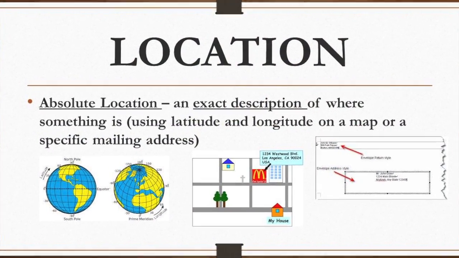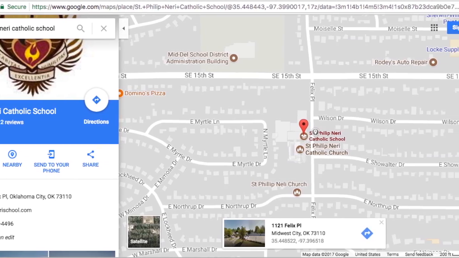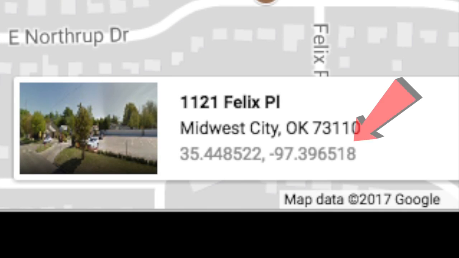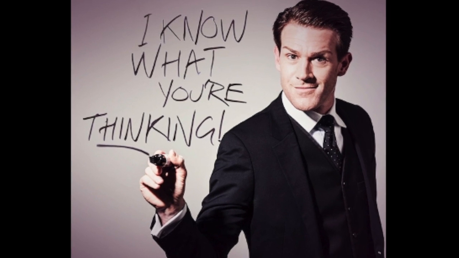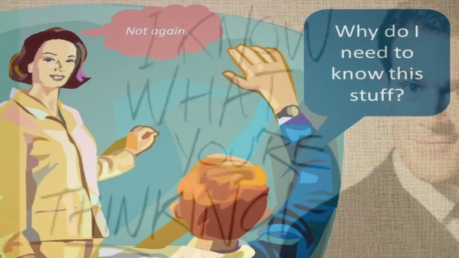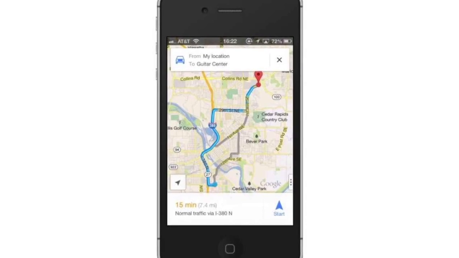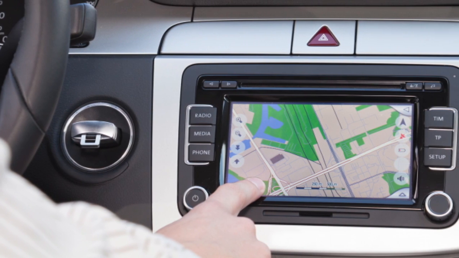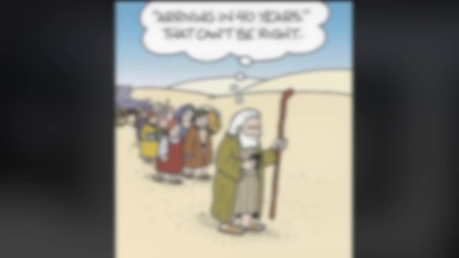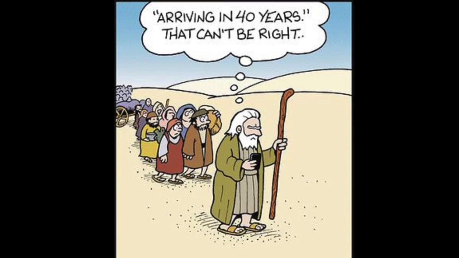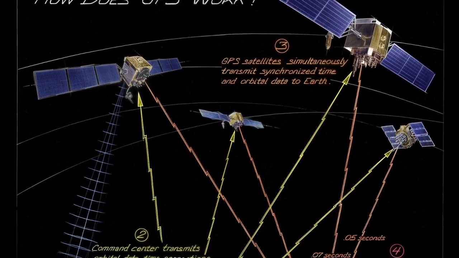For example, the coordinates for St. Philip Neri are 35 degrees north and negative 97 degrees west. And the exact address is 1121 Felix Place, Midwest City, Oklahoma 73110. Now, I know what you're thinking. Why would I need to know this, Mrs. Heron? That's what GPS is for. And you're right. GPS is awesome for getting you to and from places, but sometimes GPS does not work right, and it only works because it has these coordinates.